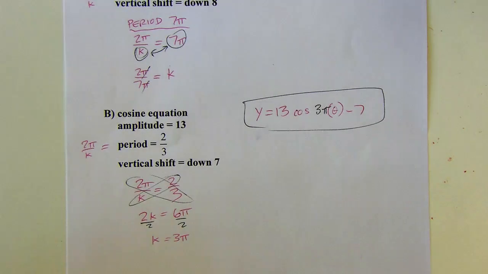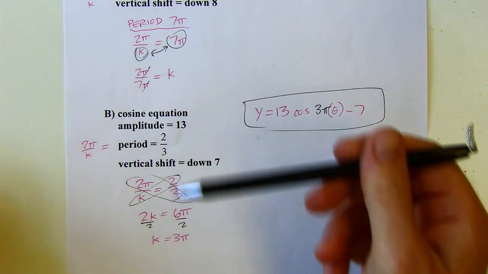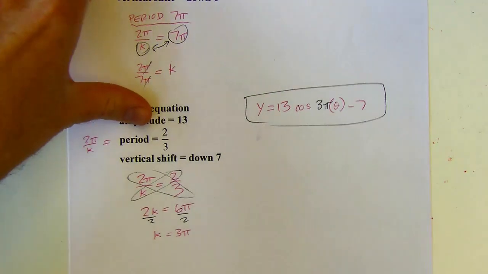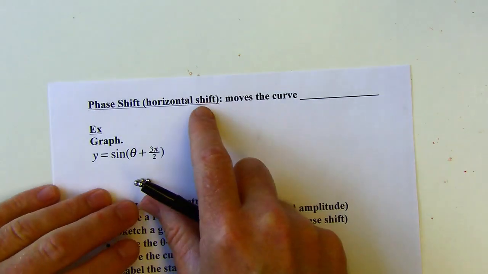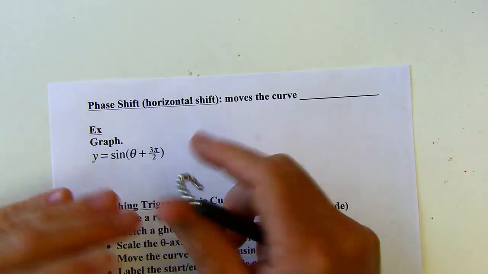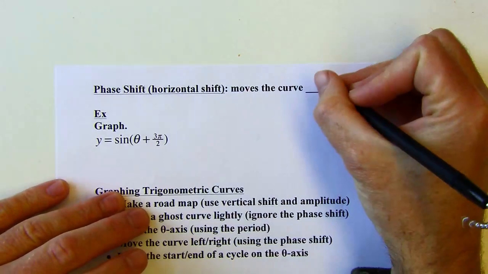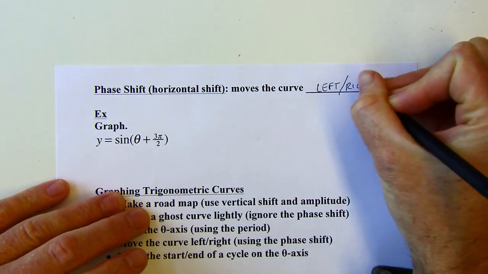All right, so vertical shift is when we're moving the curve up or down. It moves the midline up or down. We haven't moved our curves left and right yet. That's going to happen with something called phase shift. So you might think that this would be called horizontal shift, but it's not for trig functions. It's called phase shift. I don't know why, but that's what it's called. But this is going to move the curve either left or right, depending on the situation.